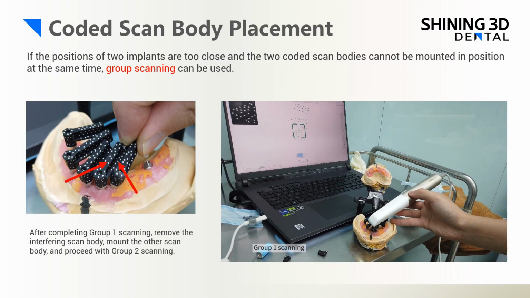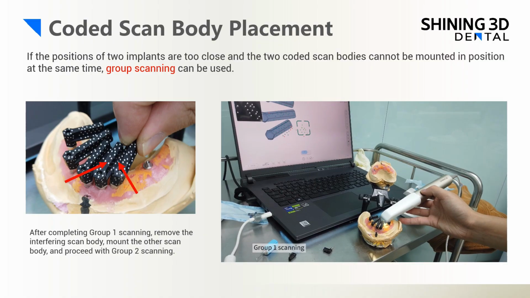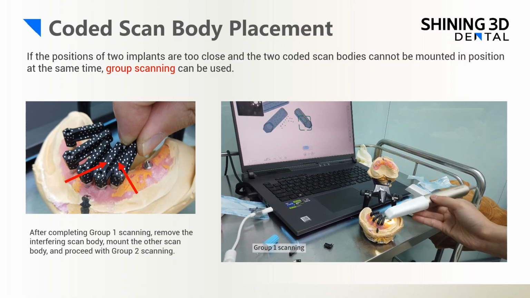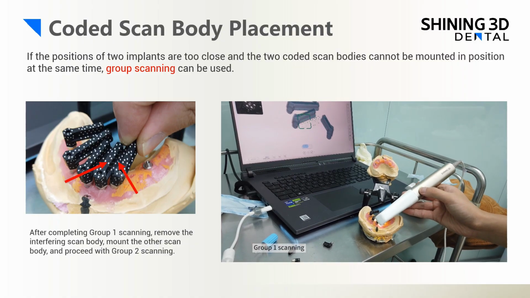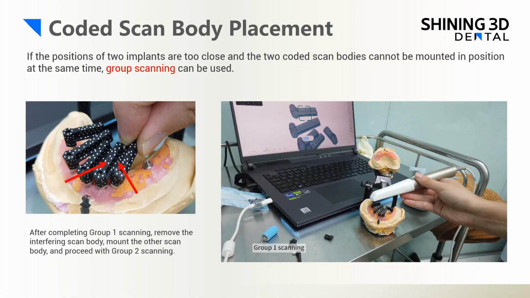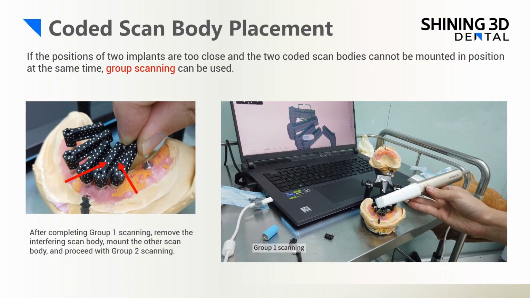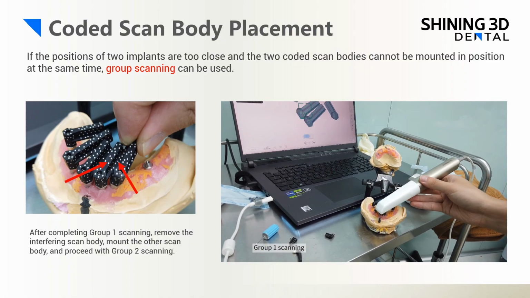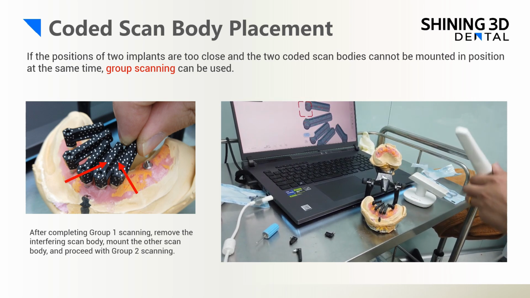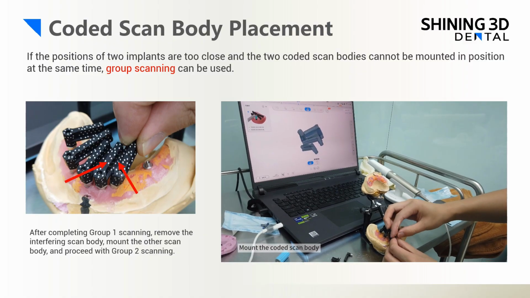It is also very important to know how to correctly place the coded scan body for different kinds of cases. For some tricky cases, as you can see from this slide, if the positions of two implants are too close to each other and the two coded scan bodies cannot be mounted in position at the same time, then you can use the group scanning function in the software.